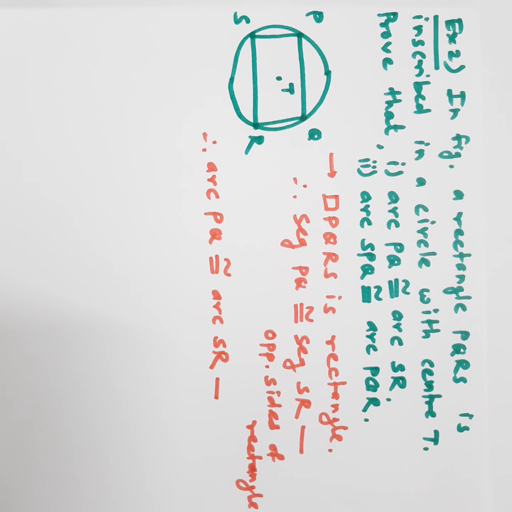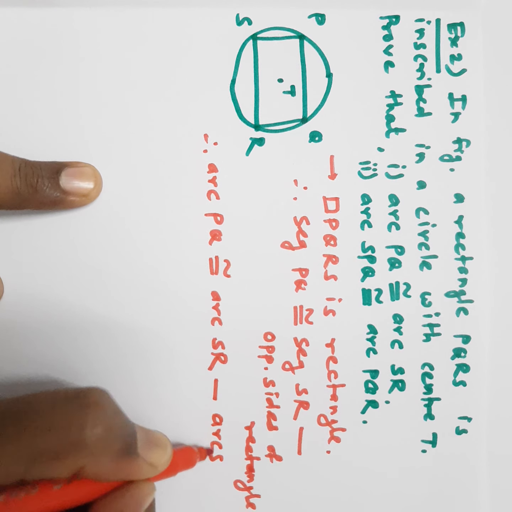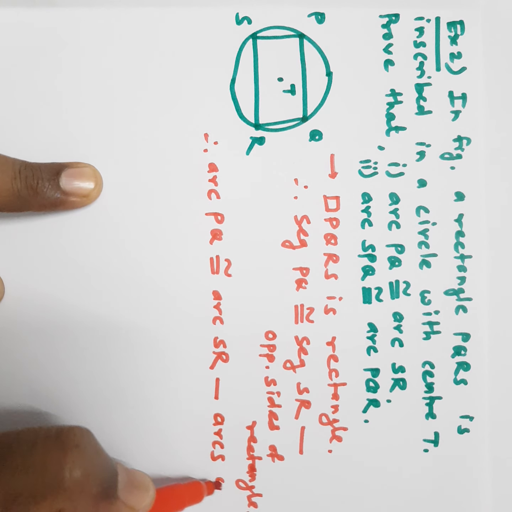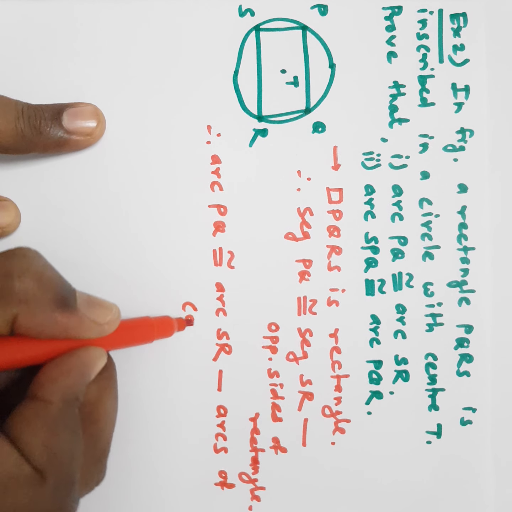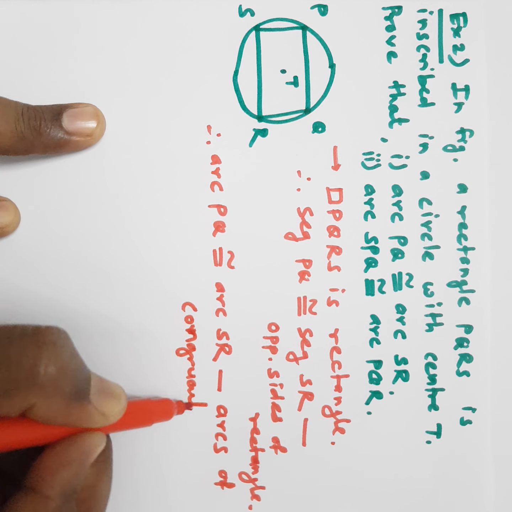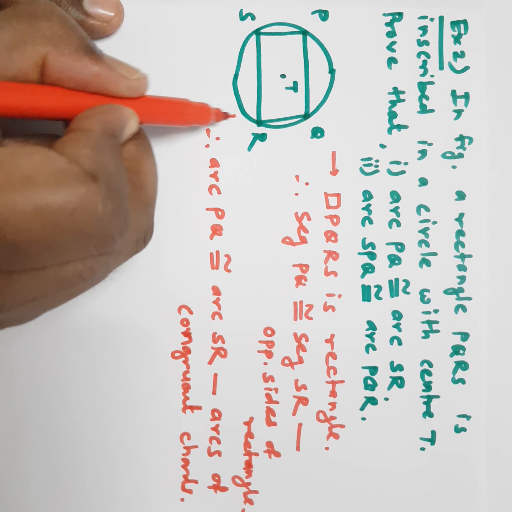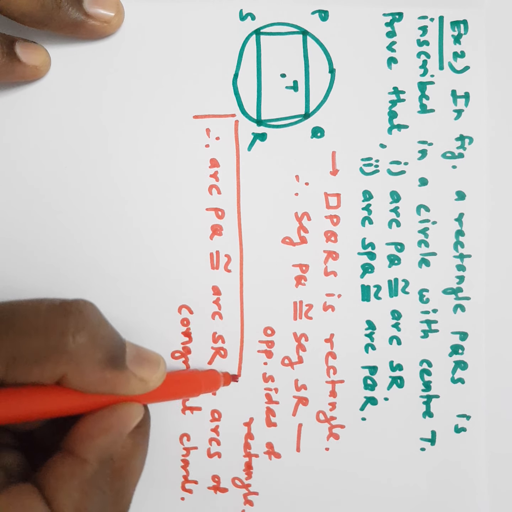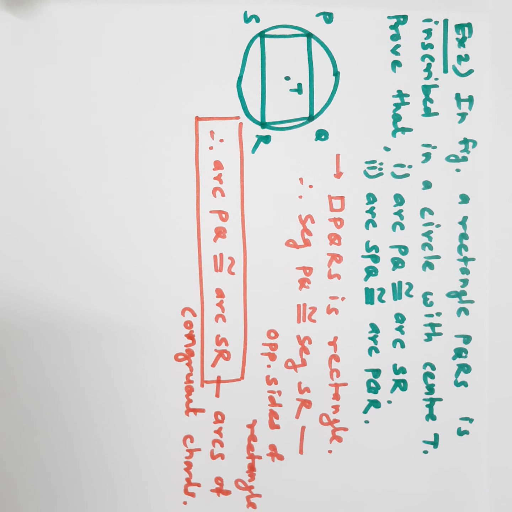Why? These are the arcs of congruent chords. If chords are congruent, then their corresponding arcs are also congruent. Arcs of congruent chords. The first thing we had to prove was arc PQ congruent to arc SR.